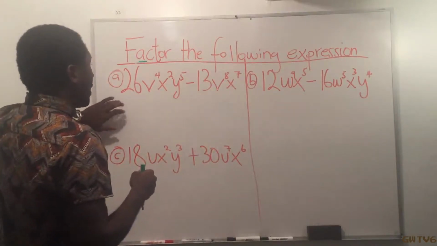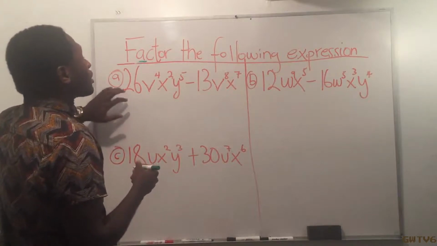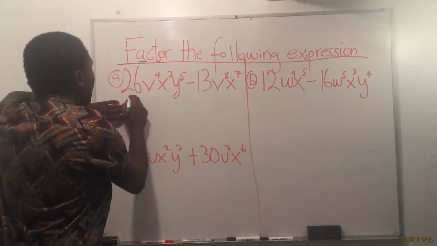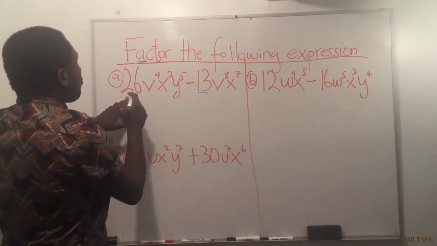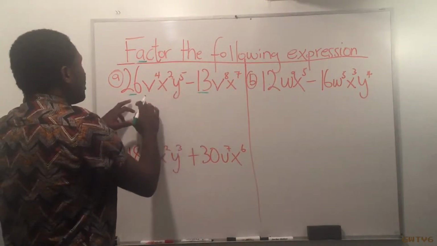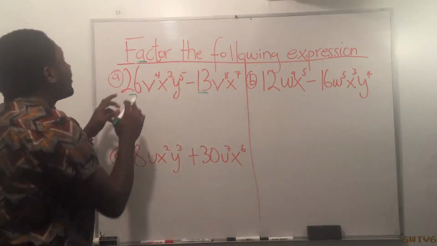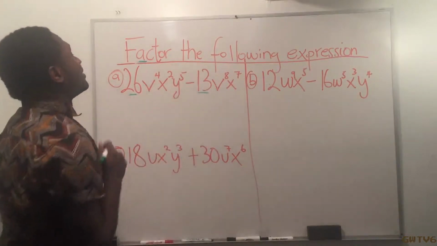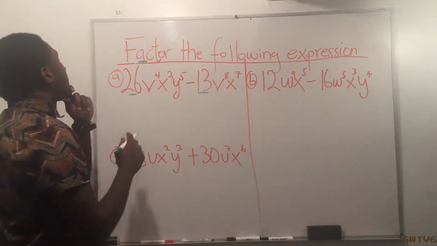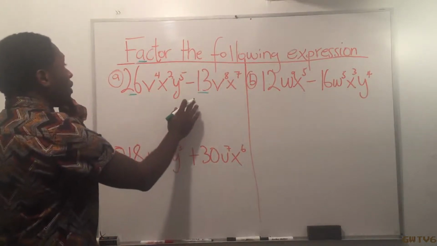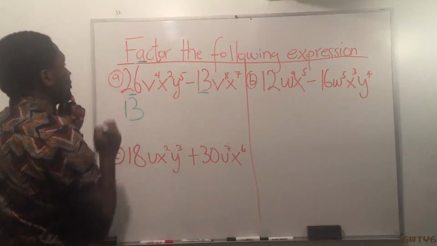And to figure out what comes outside, I know the greatest common factor always comes out. So I first look at the numbers in front, the 26 and the 13. What is the biggest number that can divide into 26 and 13? The greatest common factor for 26 and 13 is 13. So that will come out.